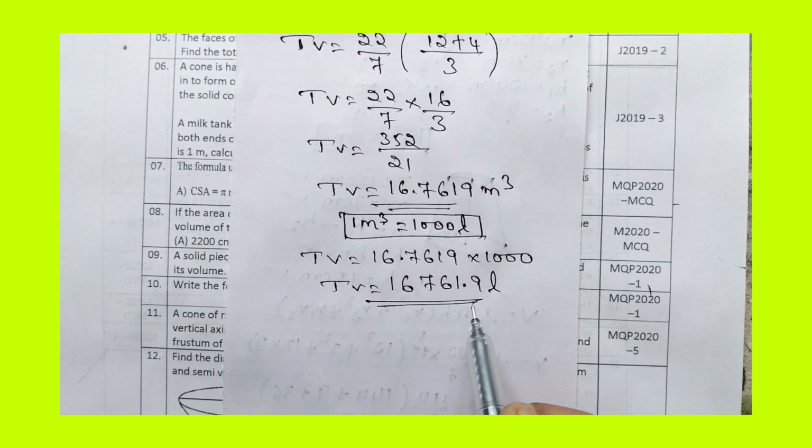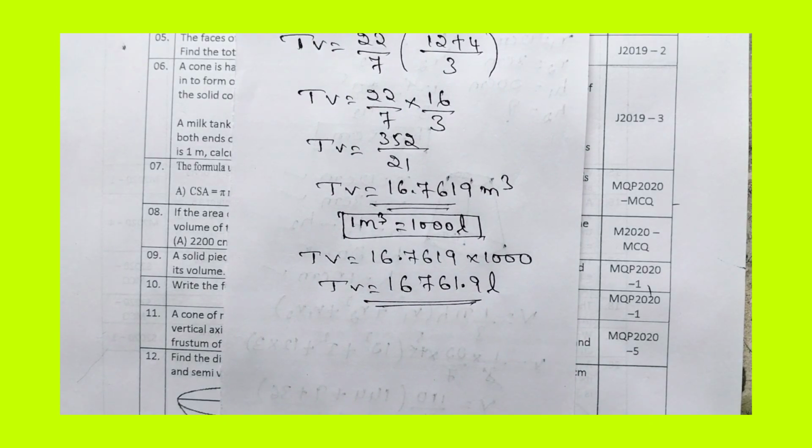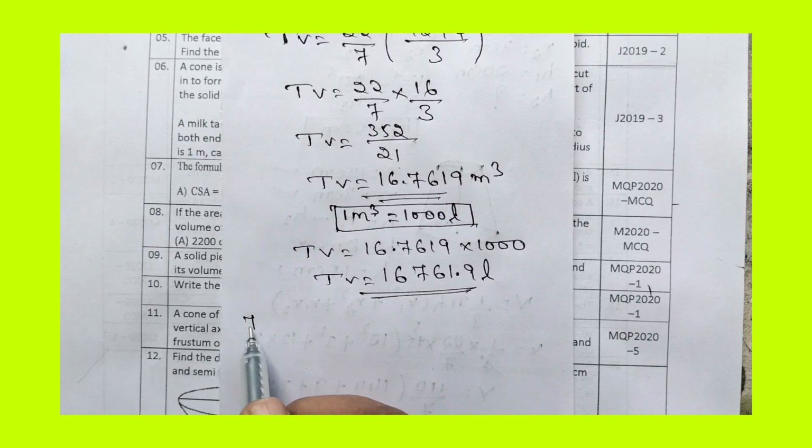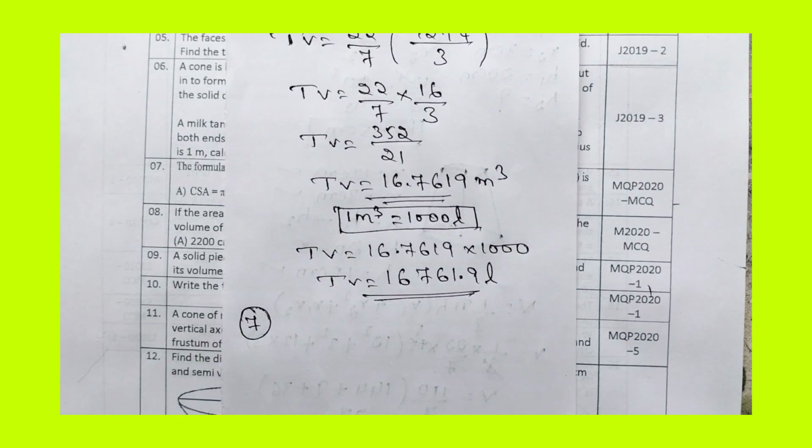16,761.9 liters. So this much quantity of milk can be stored in the tank. So like this we have to calculate this one. Now let us move to the 7th question.